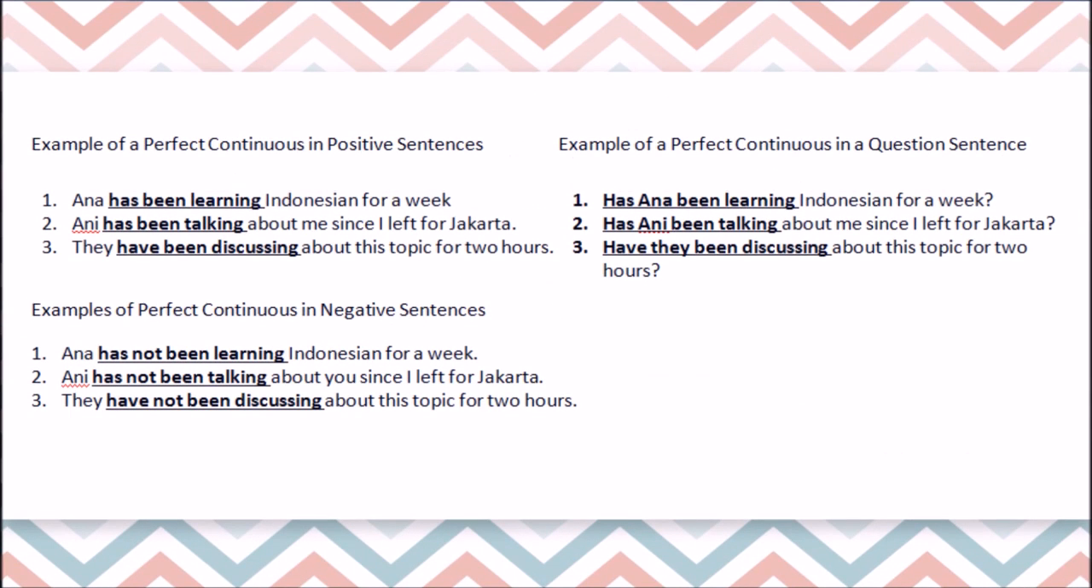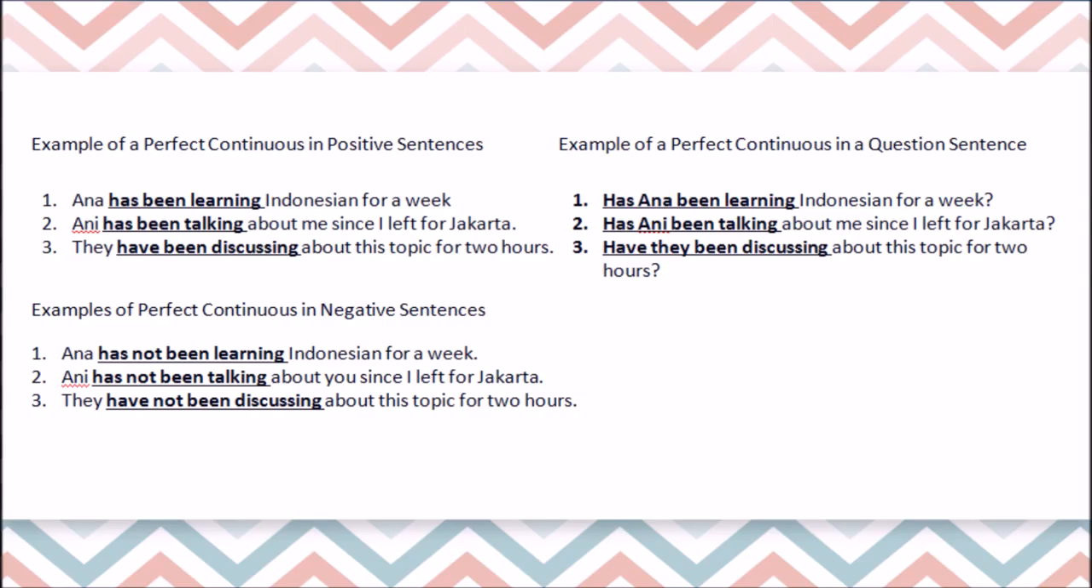Example of perfect continuous in positive sentence. Anna has been learning Indonesia for a week. Ani has been talking about the signs I live for Jakarta. They have been discussing about this topic for 2 hours.